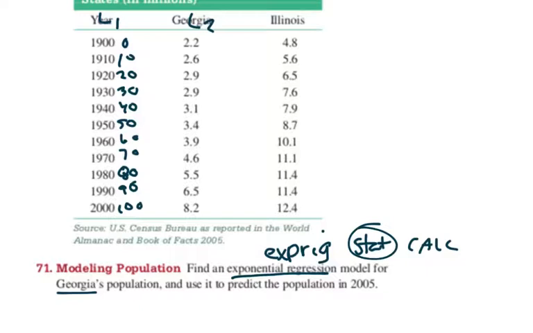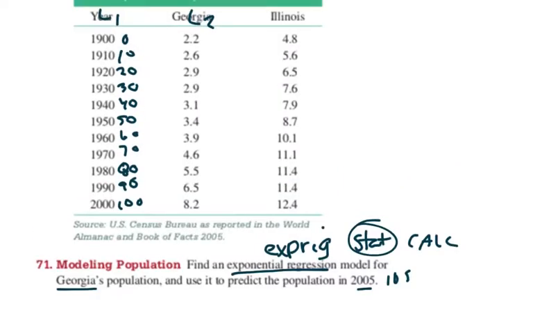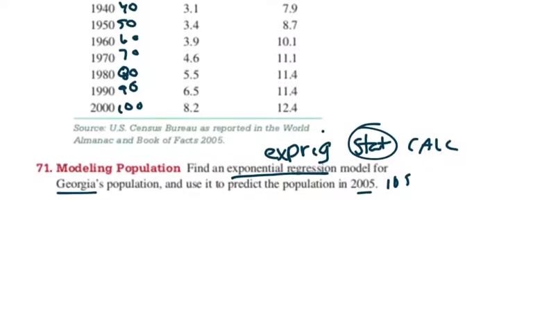Alright, and then we're going to use it to predict the population in 2005, which is technically 105. So just to be clear, that doesn't look like a 105. There we go. That really doesn't either. Okay, so we're going to stat and then edit in order to put our list in. So you put them into your list, got it, and now we get to calculate the exponential regression using list 1 and list 2.